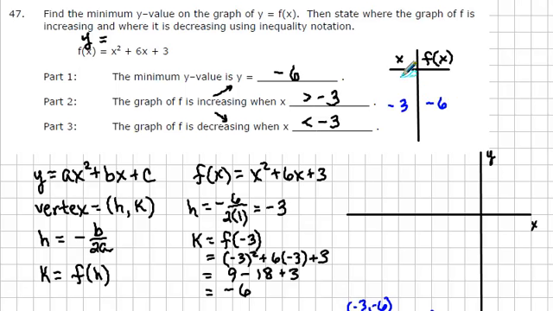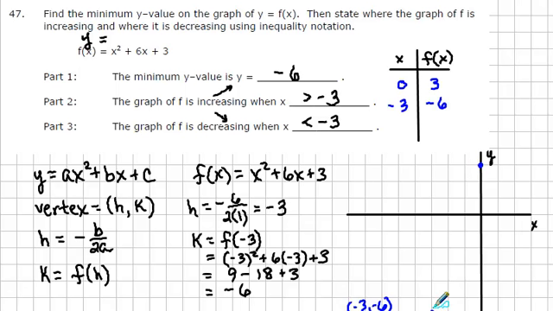One easy point to find is the y-intercept. The y-intercept occurs when x is equal to 0. When x is equal to 0, we get the square of 0 is 0, plus 6 times 0, which is 0, plus 3. The end result is 3. So we have the point (0, 3) on the graph.